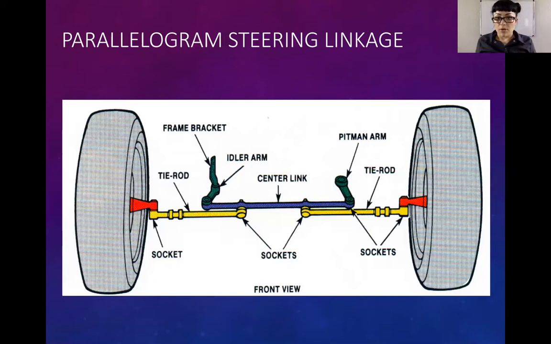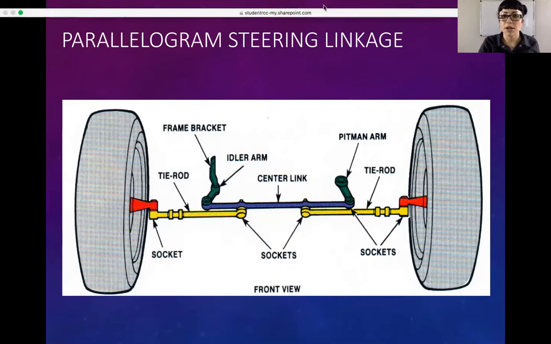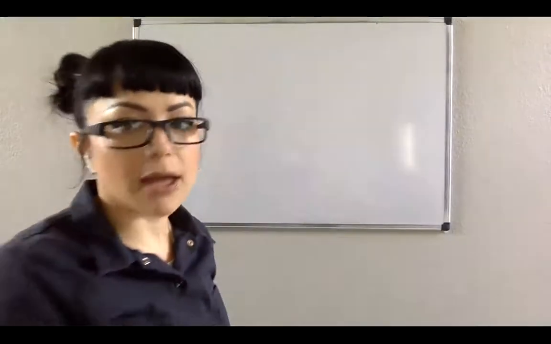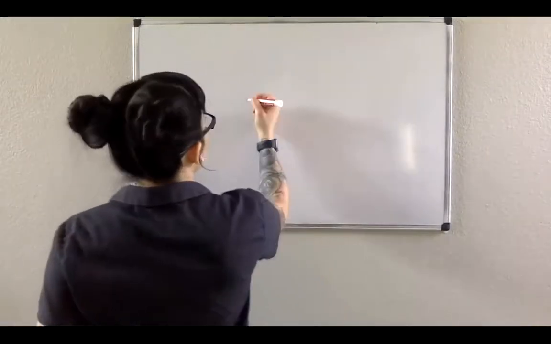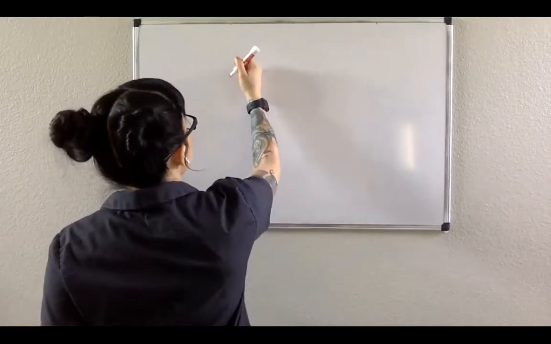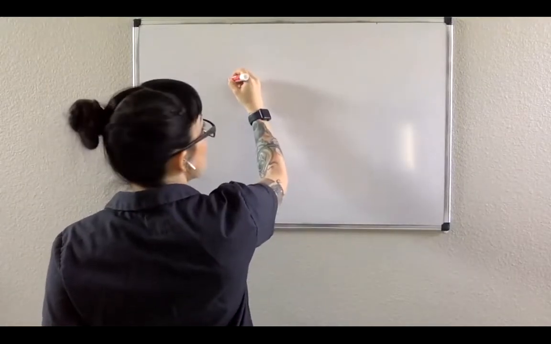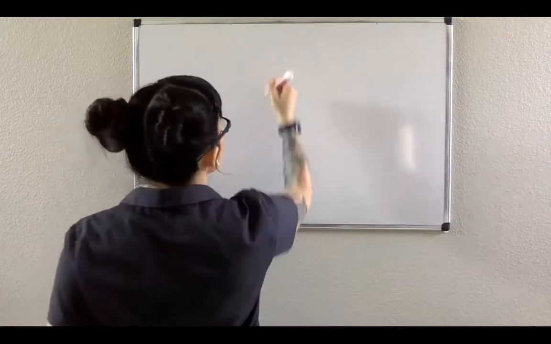Now, this is where, when we get into a wheel alignment, I'm going to talk about something called toe. And that is if we're looking at, I'm going to stop share here for a moment so we can all look at something. If I'm looking at my tires from the top, right? So this is the top view.